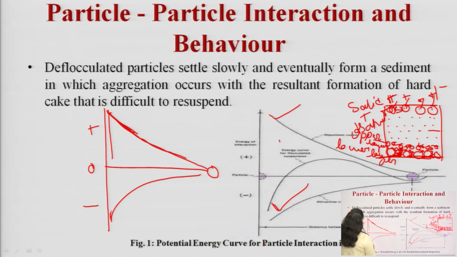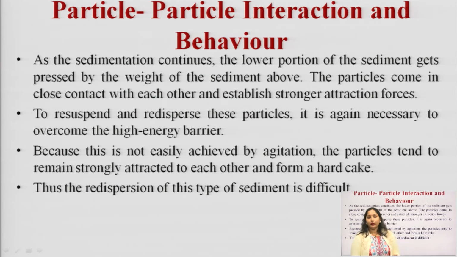At this stage, if we measure the potential, the repulsive potential decreases and the attractive potential increases. So at this stage, if we try to resuspend or redisperse the sediment, we need a high energy to overcome this barrier. And because this is not easily achieved by agitation, the particles tend to remain strongly attracted to each other to form a hard cake. Thus, redispersion of this type of sediment is difficult.